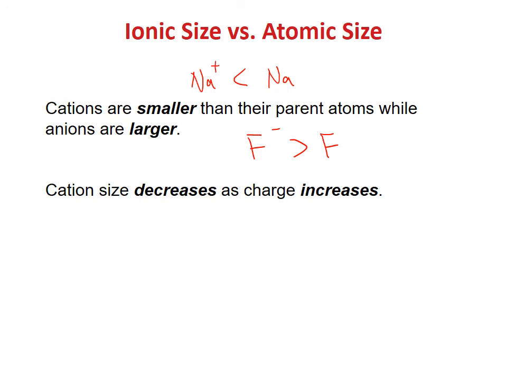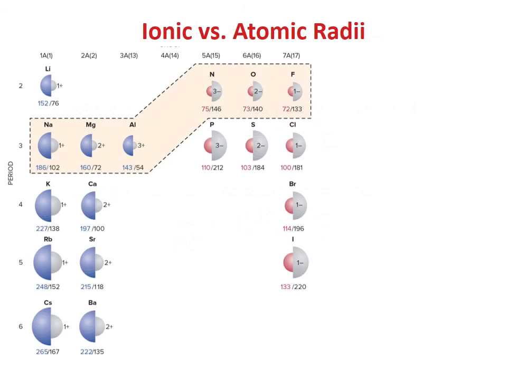Cation size decreases as charge increases. So when an ion loses 2 electrons, the size becomes smaller than the parent ion itself. When an ion loses 3 electrons, it becomes even smaller. Here it shows ionic versus atomic radii. Lithium atomic size 152, cation 76, the cation is smaller. Fluorine 72, the anion 133, the anion is larger.